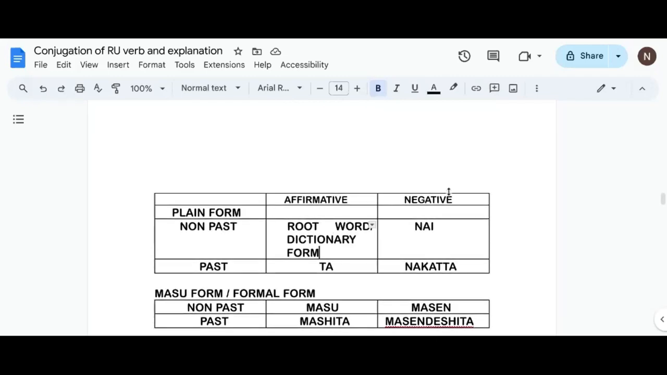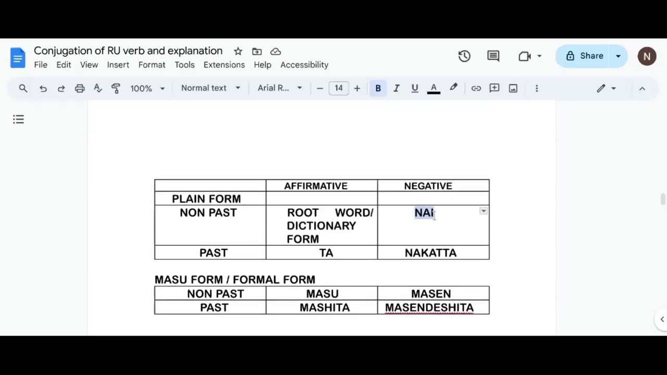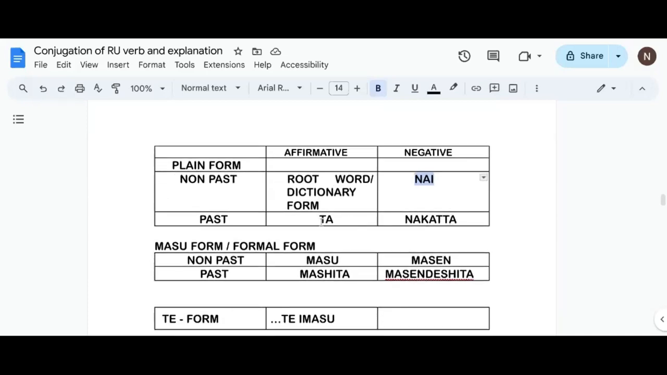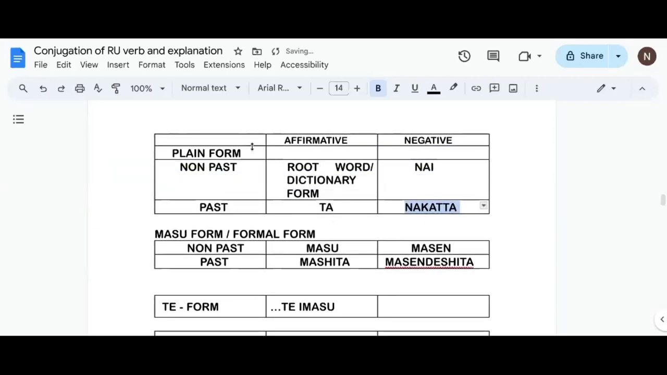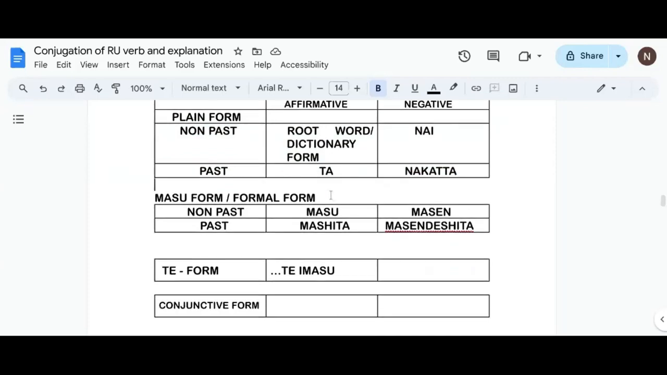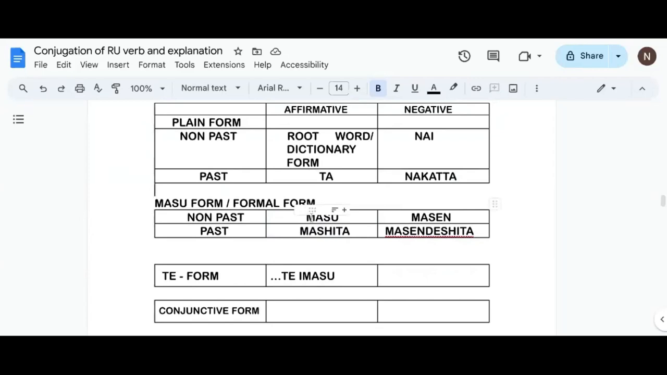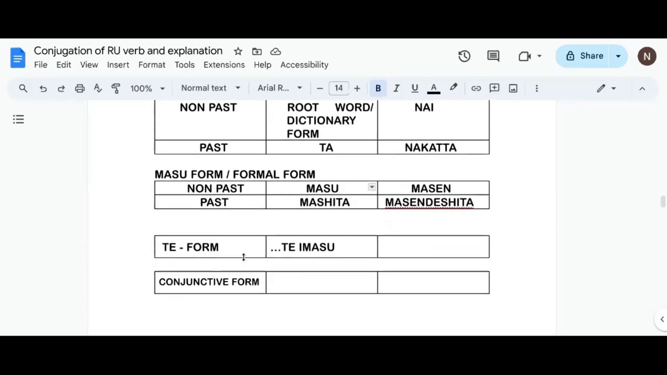For your negative, you'll just add the nai. For your past tense, drop the ru and add the ta. And under your negative also, nakatta. Again, what I'm saying is this is the casual way. Now, if you go to your masu or formal form, just add the masu. For your negative it is masen. For your past it is mashita. For your past negative, masen deshita. And then for your te form, te imasu.